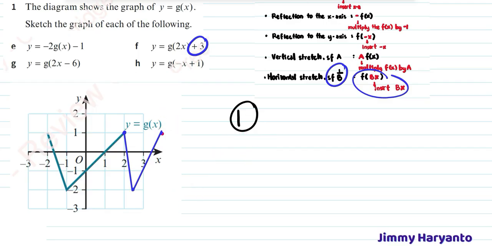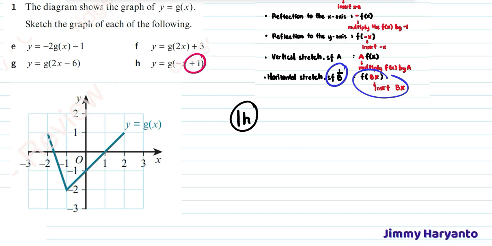That is 1g. Next is 1h. 1h. We have negative 1, negative x plus 1. This one also the same with the previous one. The order will be this one first. Yeah, so plus 1 means 1 to the left. 1 unit to the left will become like this.